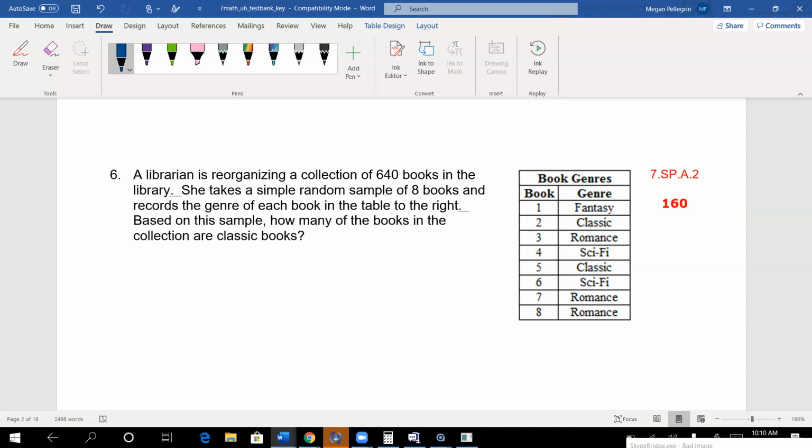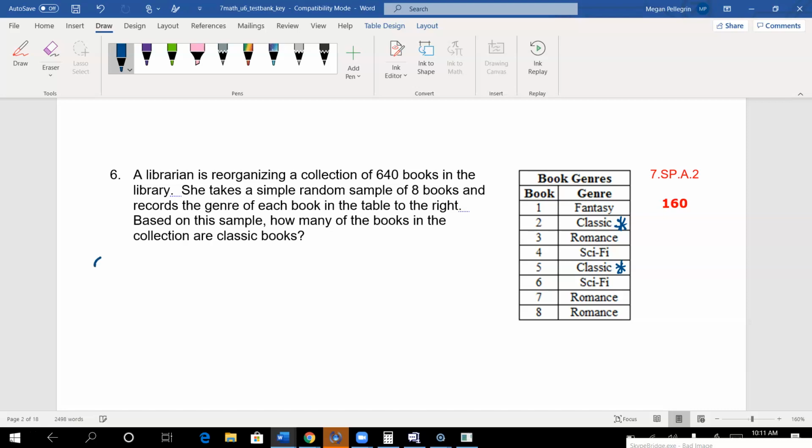Okay, so the first book was fantasy. The second book she recorded was classic, and that is what we're looking for. The third book she got was romance. Then she recorded a sci-fi. Then she recorded another classic book. The next was a sci-fi book. The 7th book she looked at was a romance book. And the 8th book that she looked at was also a romance book. Okay, so out of the 8 that she sampled, 2 were classic.